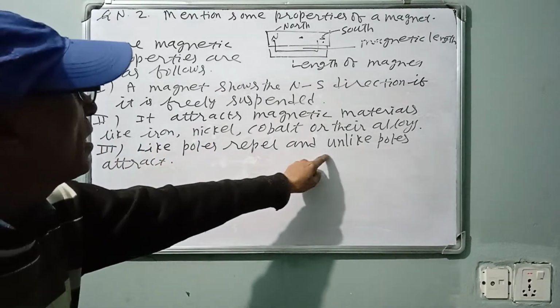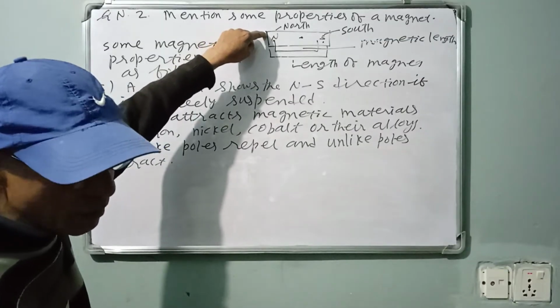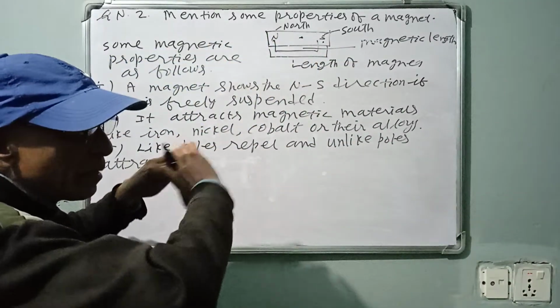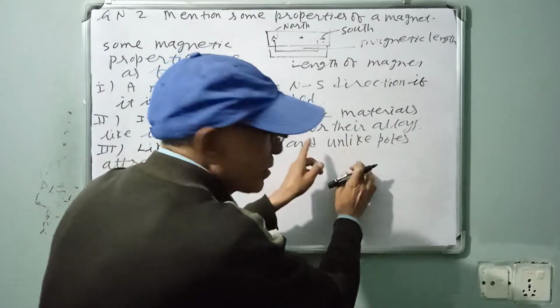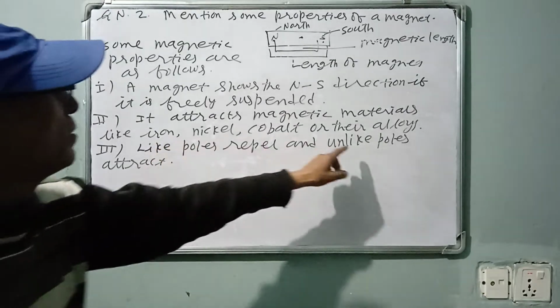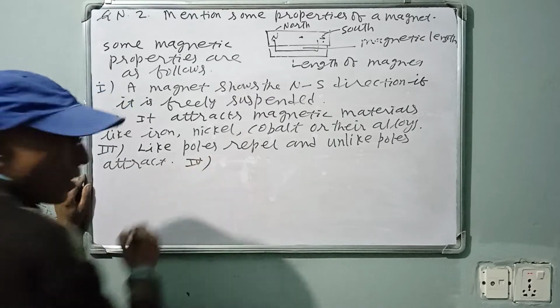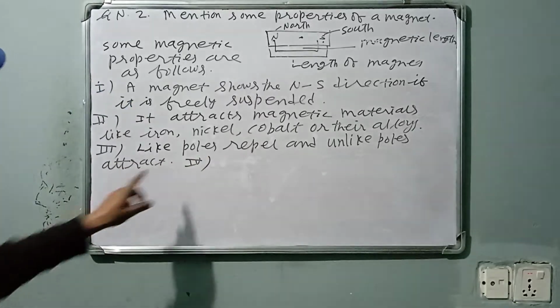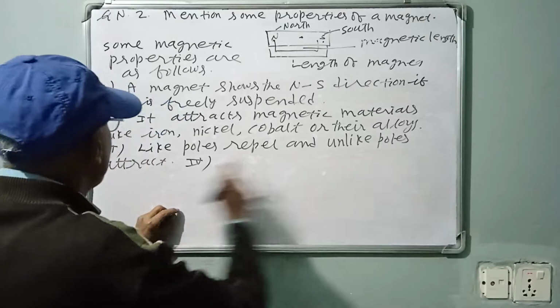Like poles repel and unlike poles attract. If you toss north and north or south and south, they repel, means they don't attract. Unlike means north-south or south-north. Here like means same, unlike means different. Another property is like poles repel, unlike poles attract.